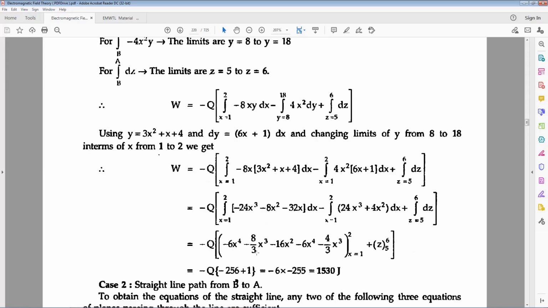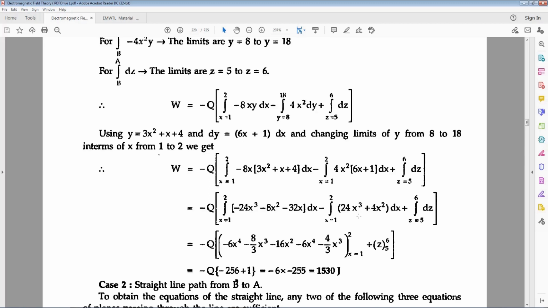8 x square is x cubed by 3, and x is x square by 2, and the 2 is multiplied with the 16, we will get the 32 here. And next, the terms 24 x cubed plus 4x square into dx.